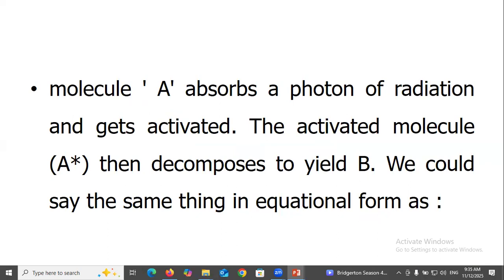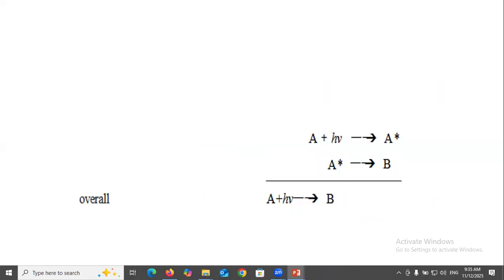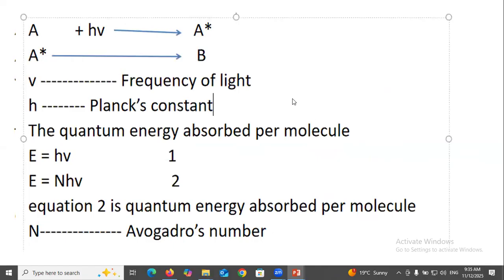Molecule A absorbs a photon of radiation and gets activated. The activated molecule then decomposes to give B. We can say the same thing in equation form: A absorbs a photon of light, goes to an excited state, and produces the product B. Also, we can write A plus hν gives excited A, which produces B, where ν is the frequency of light and h is Planck's constant.